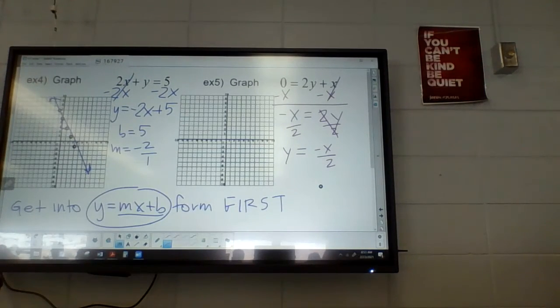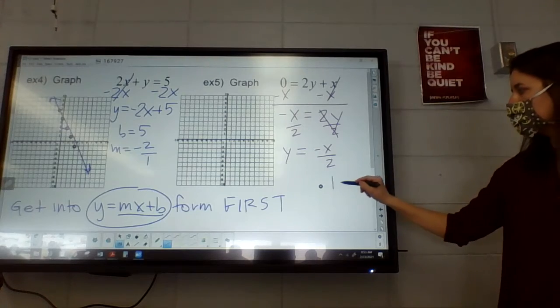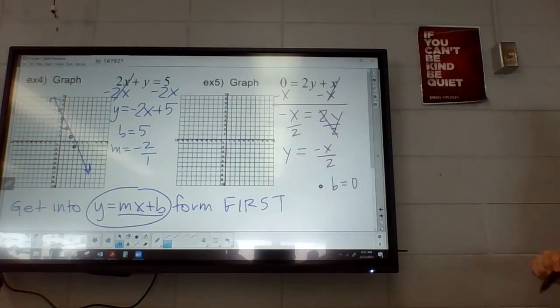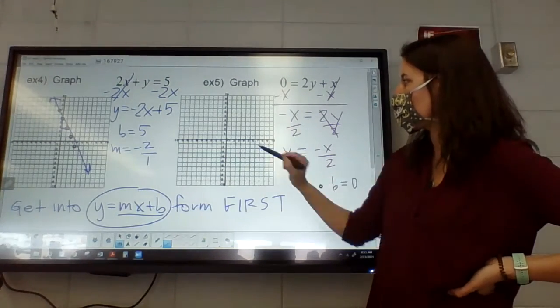This one's a little bit weird. What's my b? What's being added or subtracted? 0, very good, there is no b. So b is going to be 0. So let's start at my origin there.